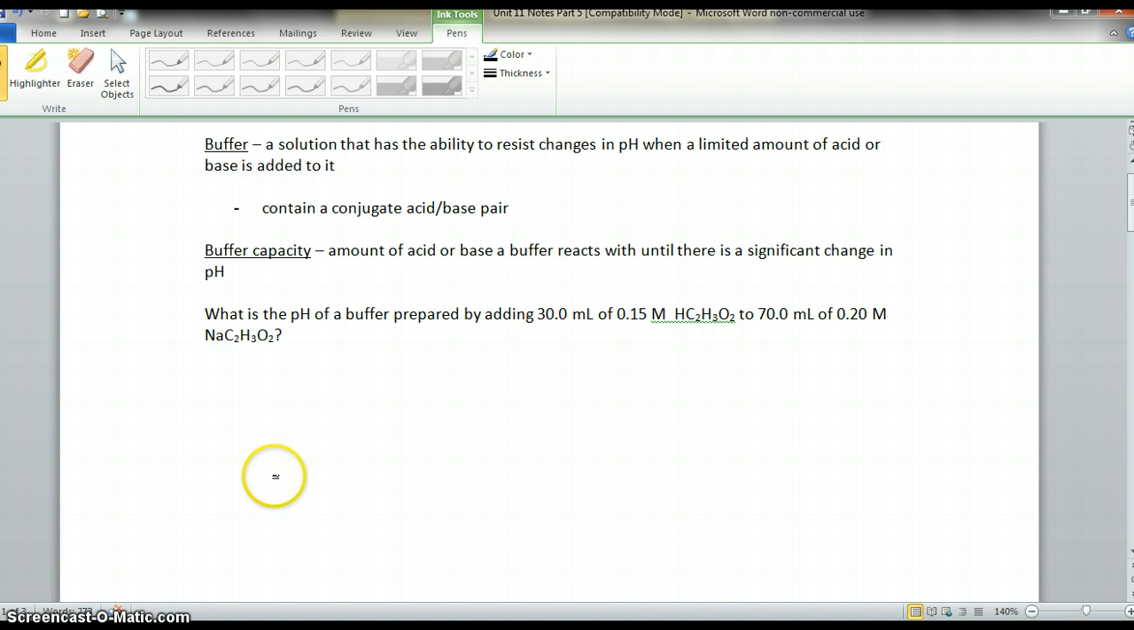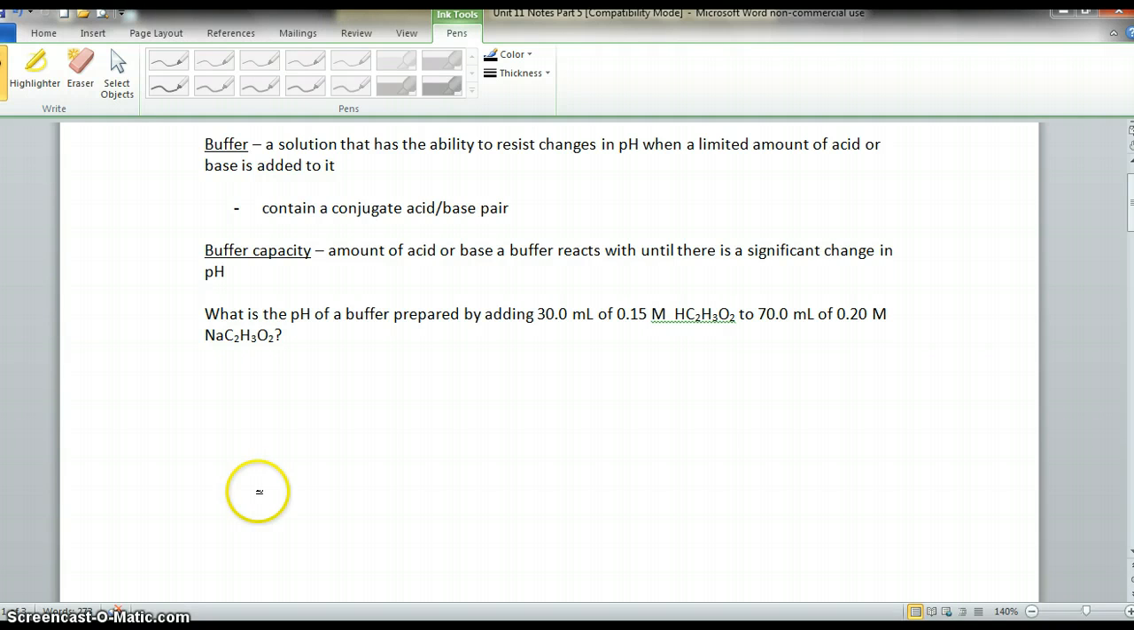The number one solution where you'll see this in your life is your blood. Your blood contains several conjugate acid-base pairs. The reason why it has that is your pH of your blood has to stay really consistent in order for you to stay alive. If your blood gets too acidic or too basic, it results in death. So you have a bunch of acids and conjugate acid-base pairs hanging out in your blood. If a little bit of acid gets into your blood, the bases will react. If a little bit of base gets in there, the acids will react to keep your pH at a steady level.